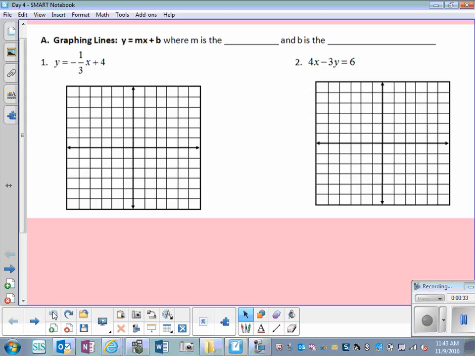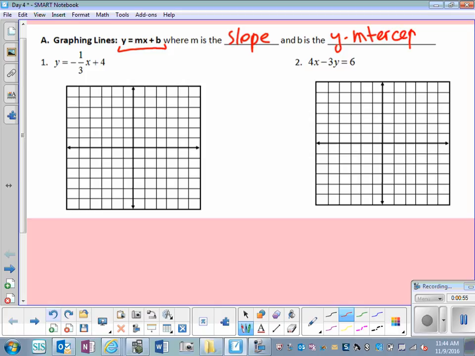Whenever I have a linear function given to me in this form, y equals mx plus b, my m is what? The slope of the line, very good. And b is what? The y-intercept of the line. Okay. So what is the easiest way to graph this line?